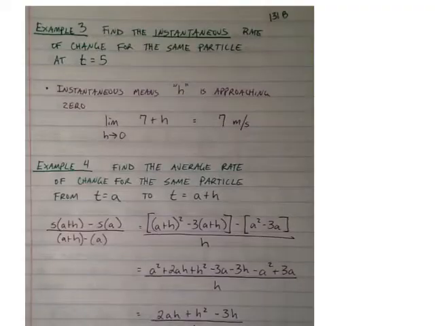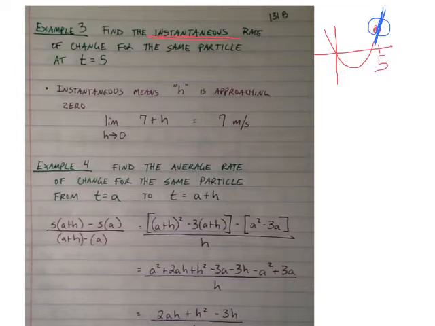We want to find the instantaneous rate of change. So instead of finding an average rate of change, we're looking for the exact rate of change, the instantaneous rate of change at that value of 5. So how fast is it increasing right there? So basically what that means is we're going from time 5 to time t equals 5 plus h, where h is 0.